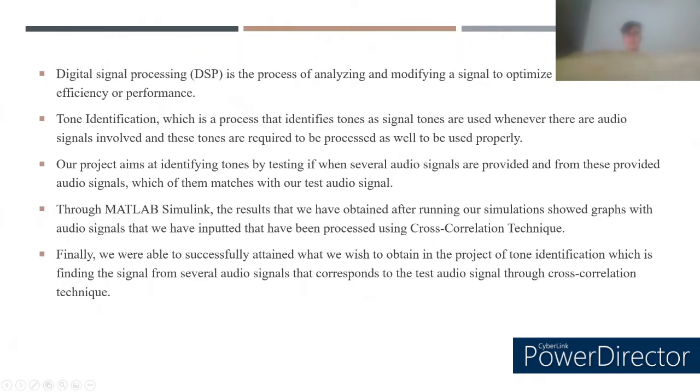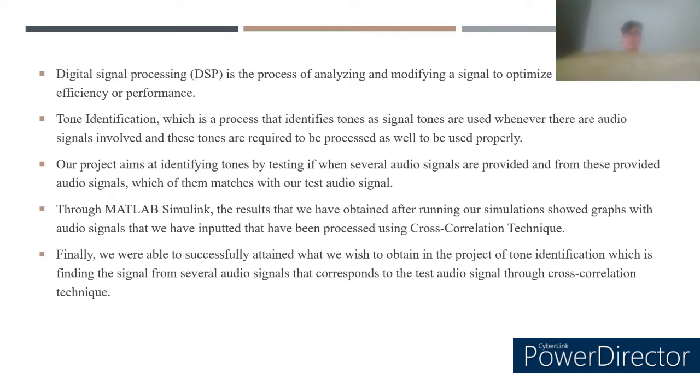Digital signal processing, DSP, is the process of analyzing and modifying a signal to optimize or improve its efficiency or performance. In this project, we have chosen tone identification, which is a process that identifies tones as signal tones are used whenever there are audio signals involved, and these tones are required to be processed as well to be used properly. Our project aims at identifying tones by testing it when several audio signals are provided, and from these provided audio signals, which of them matches with our test audio signal.